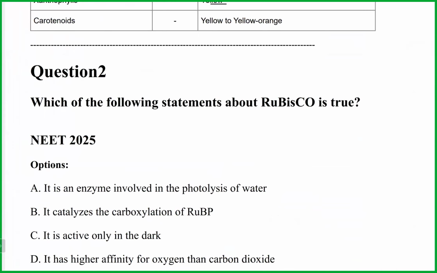Rishikesh, which of the following is true about Rubisco? Yes, sir. It catalyzes the oxidation of... Everybody write your answer in the chat box.